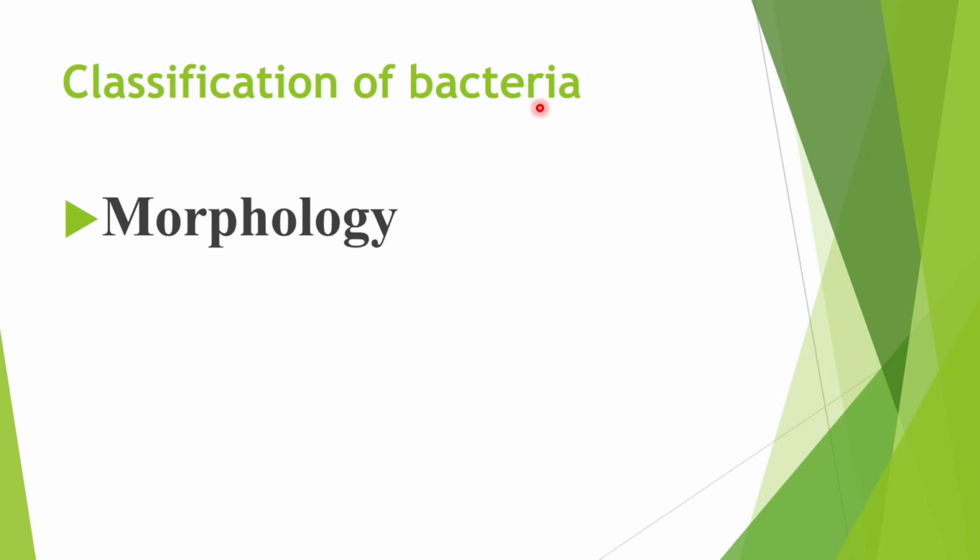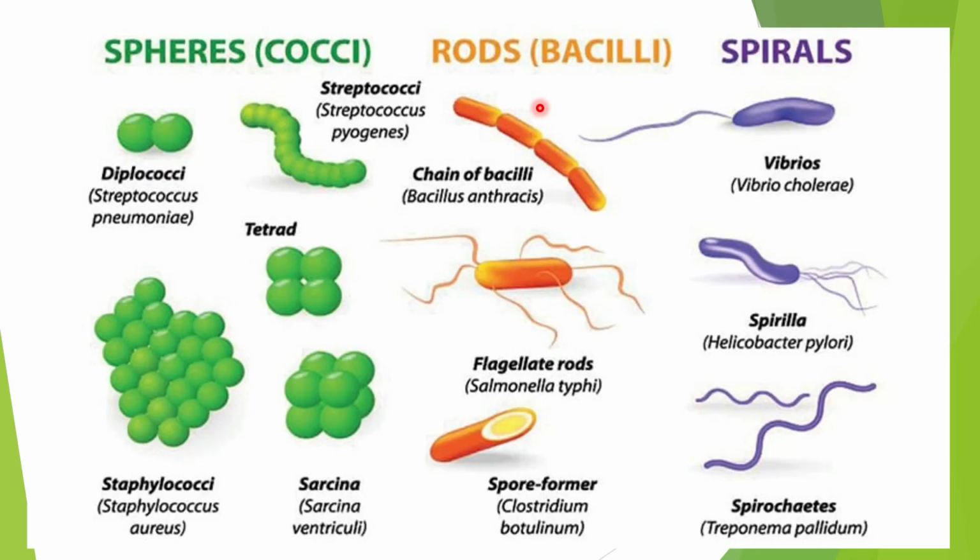Classification of bacteria. Bacteria can be classified on various aspects. The first one is morphology. Bacteria are classified on the basis of morphology, or on the basis of shape. On the basis of morphology, bacteria are classified into coccus, bacillus and spirilla.